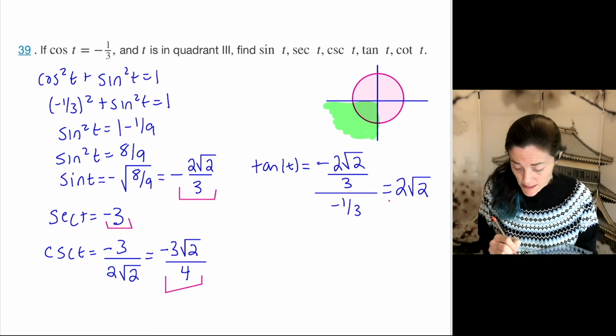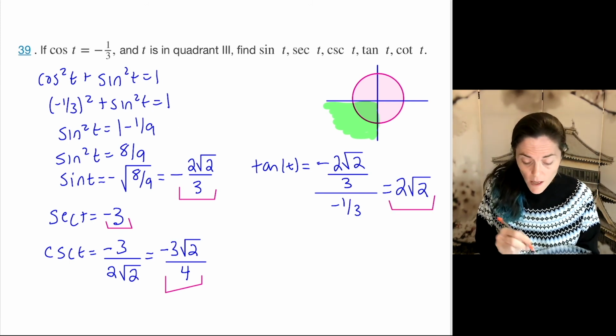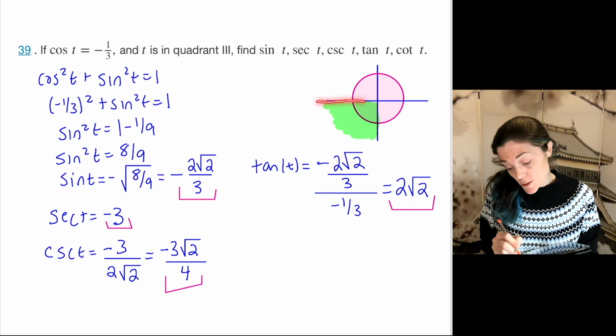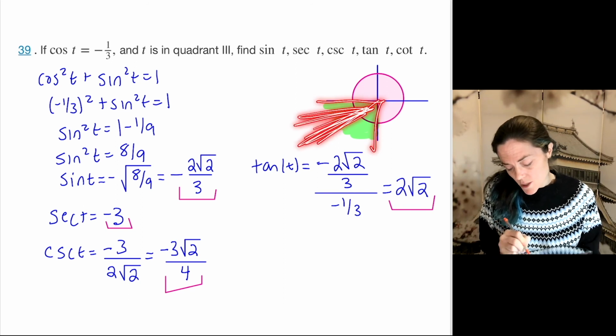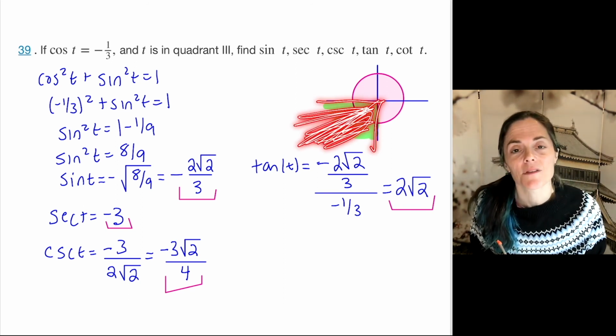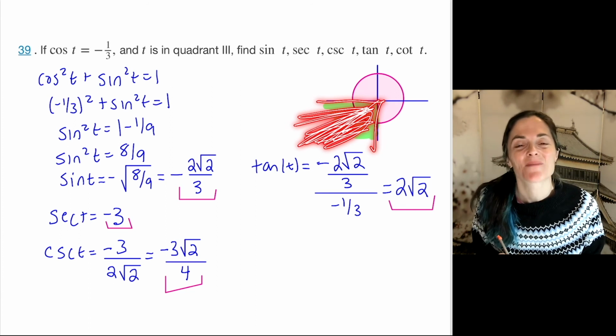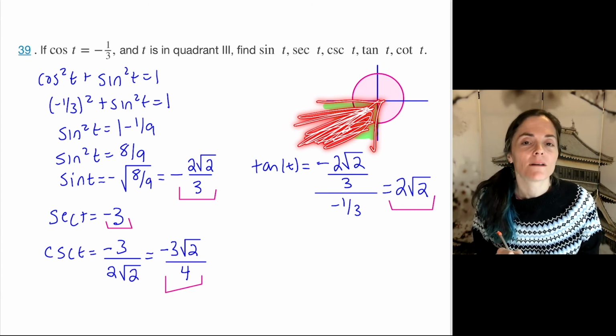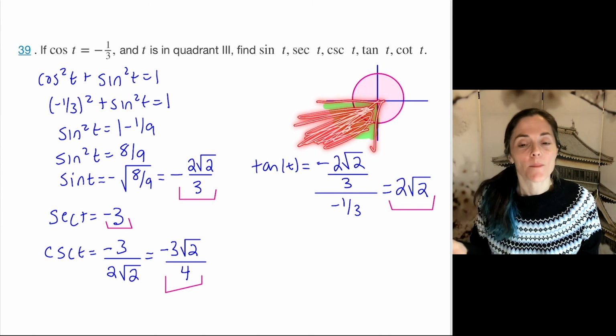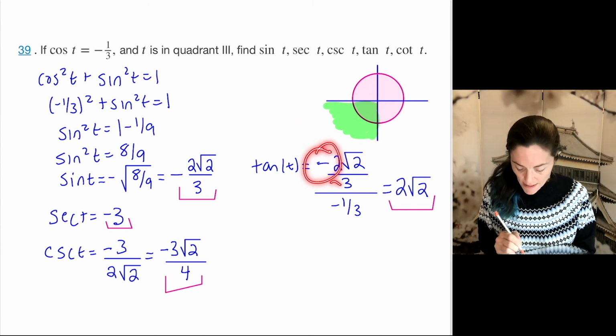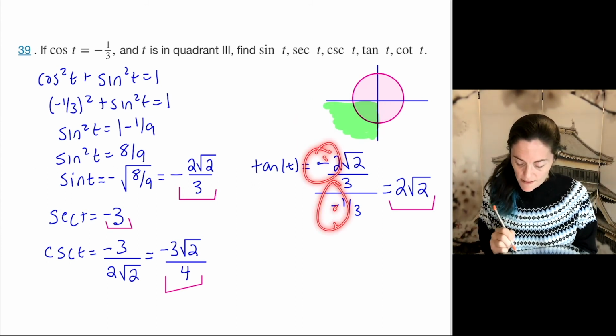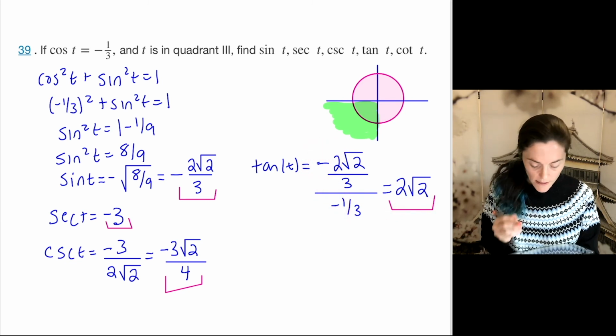Now think about it. Does it make sense that the tangent is positive here? Well, yes, it does, because we're down here. In this quadrant, sine and cosine have the same sign. So when you take their ratio, you're going to get a positive. Okay, and you notice that here we have 2 negatives, and in the end, we have a positive.